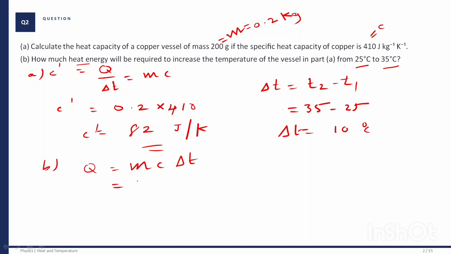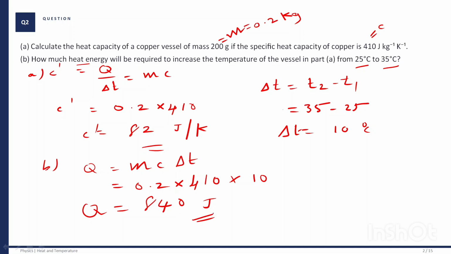Then I will substitute here. The mass is 0.2, the specific heat capacity is 410, and the rise in temperature is 10. So this decimal point and this 10 will get cancelled. The answer you will get is 8,200 joules. This is the heat energy.